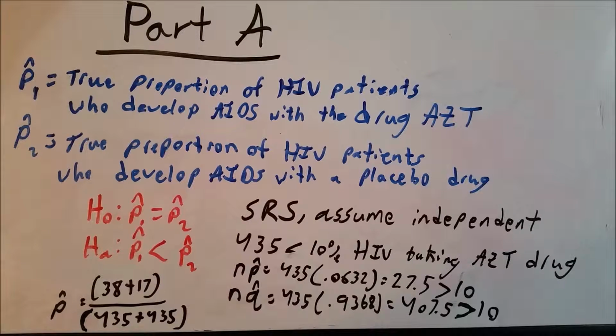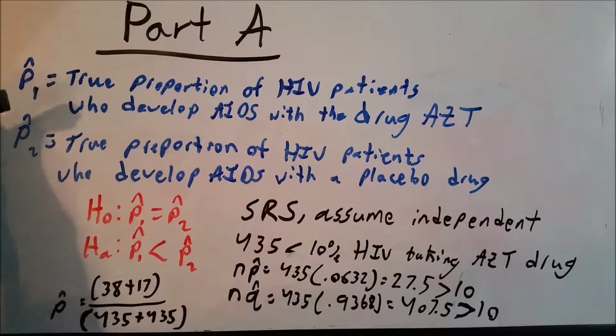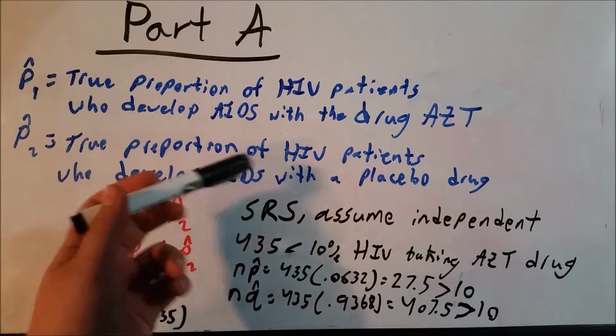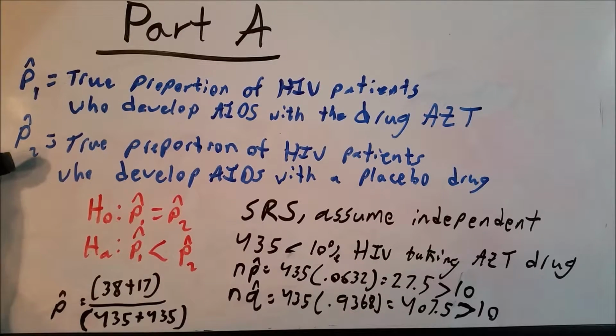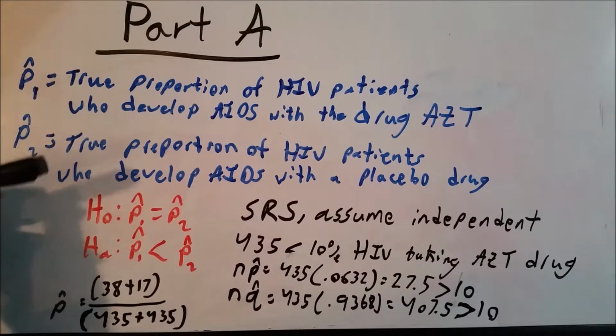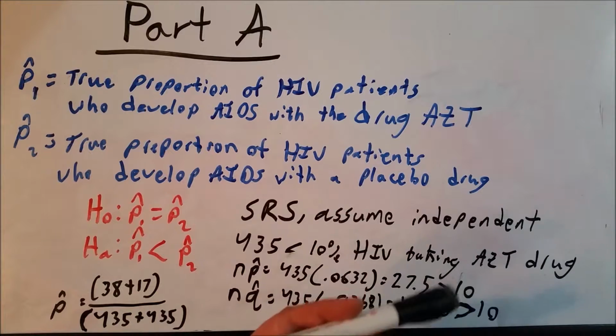The basic problem on Quideo number 5, part A, first asks you to state the hypothesis. And first to do this, you have to define your variables. So p hat of 1 is the true proportion of HIV patients who develop AIDS with the drug AZT. And p hat 2 is the true proportion of HIV patients who develop AIDS with the placebo drug.